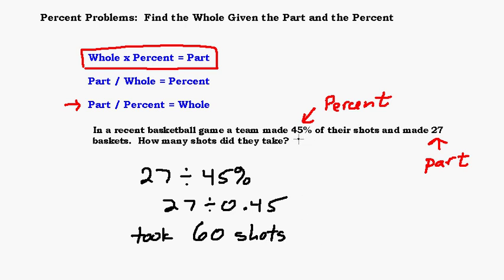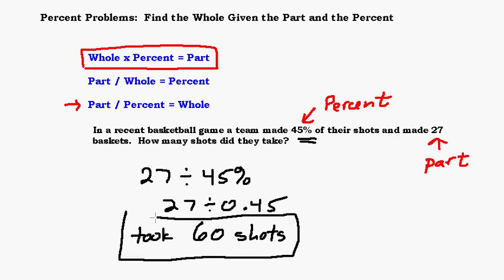and they made 45% of those, which is a little less than half. 50% would be half, which would be 30. They made a little less than that, and it says they made 27. That's a little less than 30, so my answer makes sense. I'm happy with that. So they took 60 shots. That's my answer.